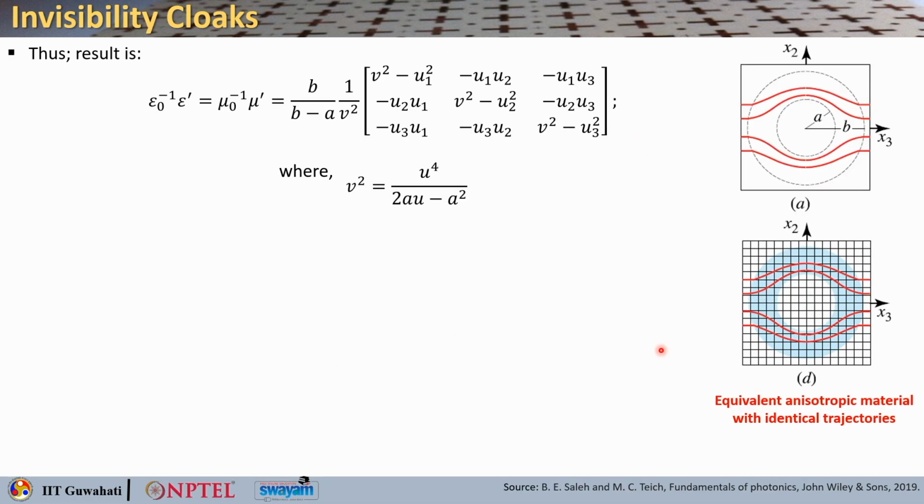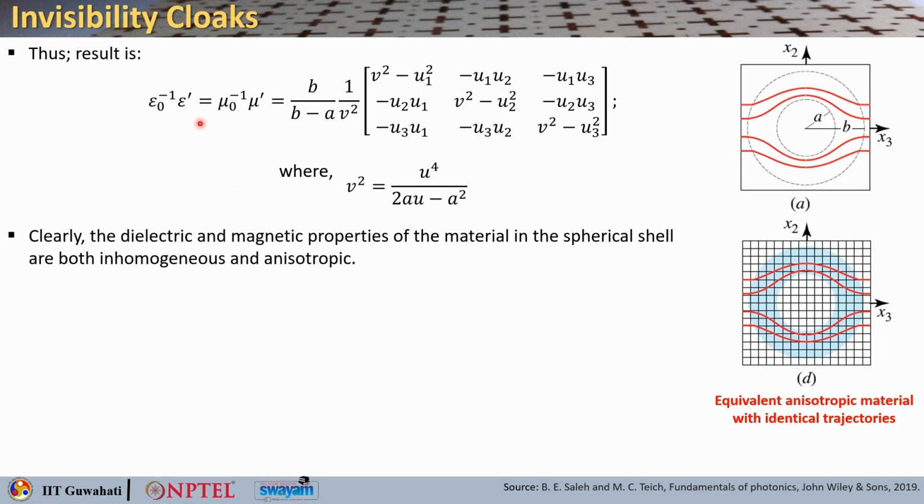We have been seeing this for a long time, and you already know how to do that. Once you compute, this is what you get: the new values of the material parameters, where for simplicity you can assume u to the power 4 divided by 2a u minus a squared to be v squared. That is the matrix that will tell you the new permittivity and permeability tensor.